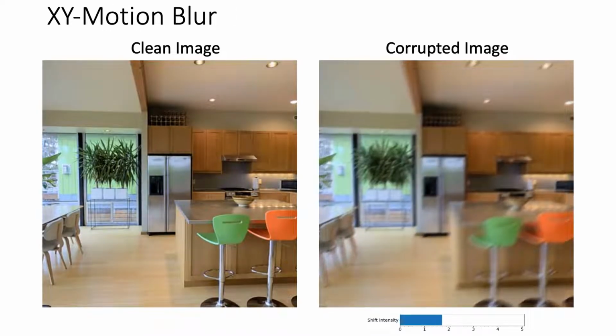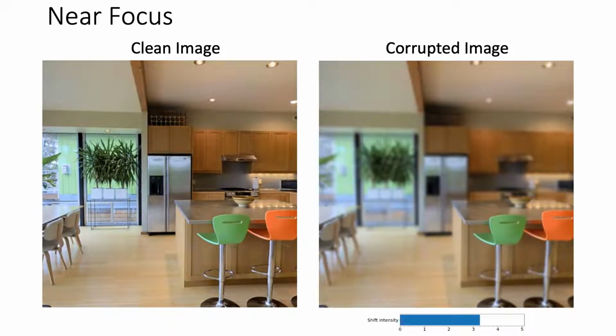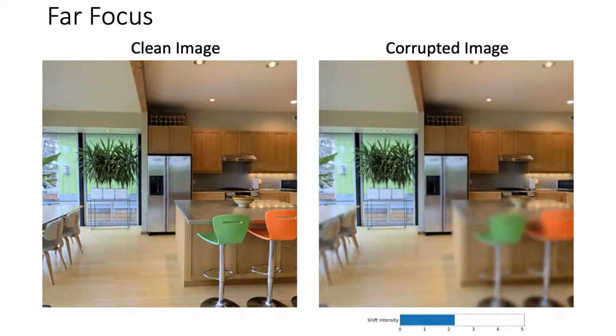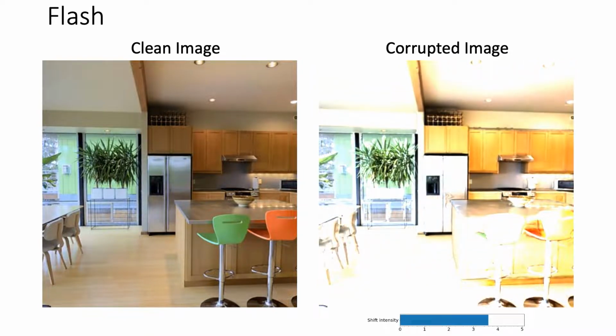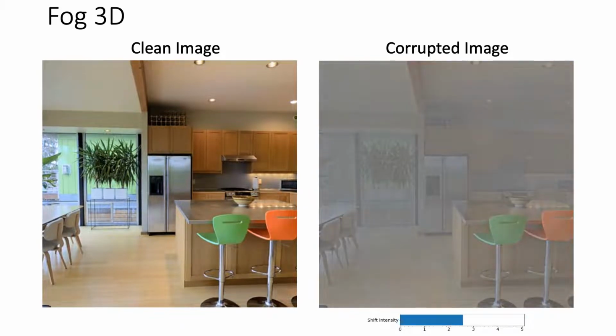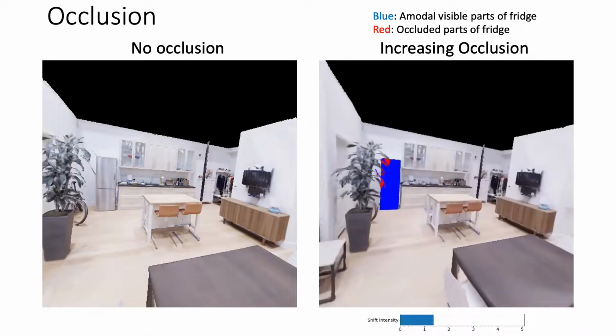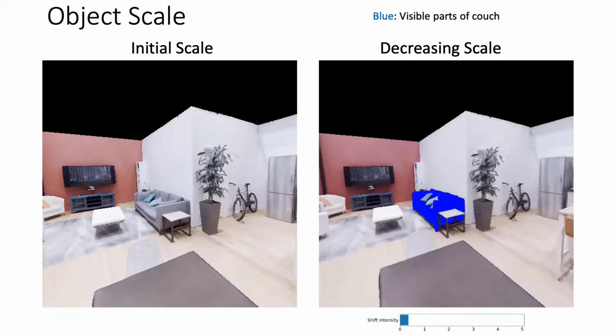3D motion blur. Near focus, which defocuses the far region. Far focus, which defocuses the near part. Flash, which applies non-uniform lighting to the scene. This shows increasing fog, obscuring objects far away. Progressively occluding fridge with plant. Decreasing object scale.